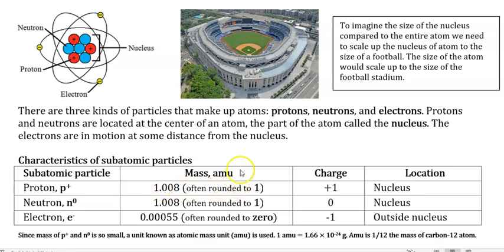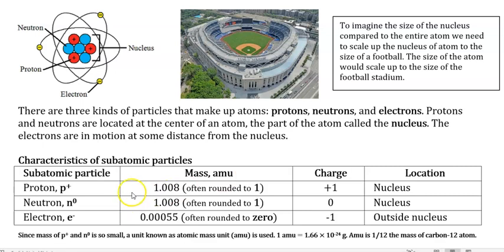Let's see here, AMU, it's atomic mass unit. It's a special unit which has a place in chemistry. So in these units we will describe the mass of atoms and protons and neutrons.